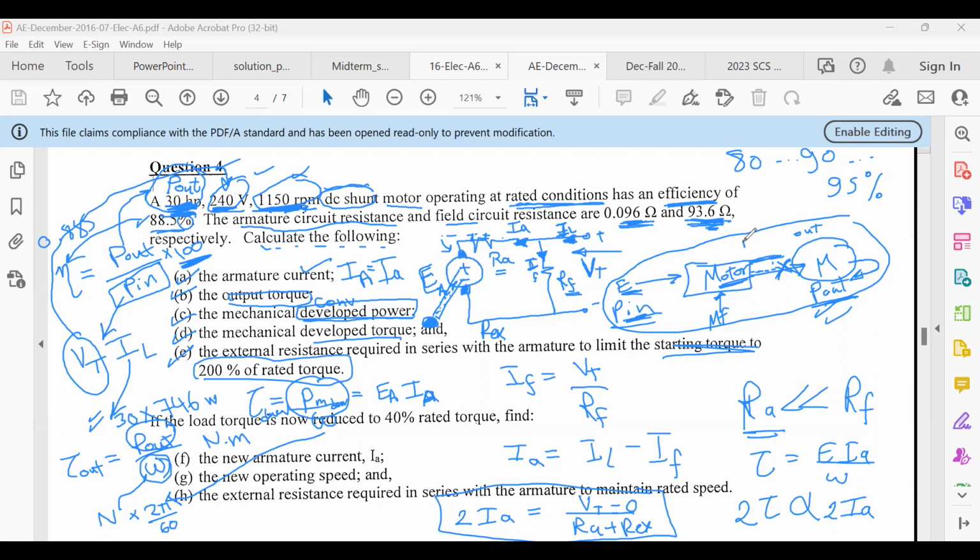So this is the output. Still, we have something called the developed power here. Sometimes we call it the induced, or the converted. So what is the difference between the converted, the developed, and the output? Some losses in between: core losses, hysteresis and eddy current, and windage, mechanical losses, and friction, in between the developed and the output.